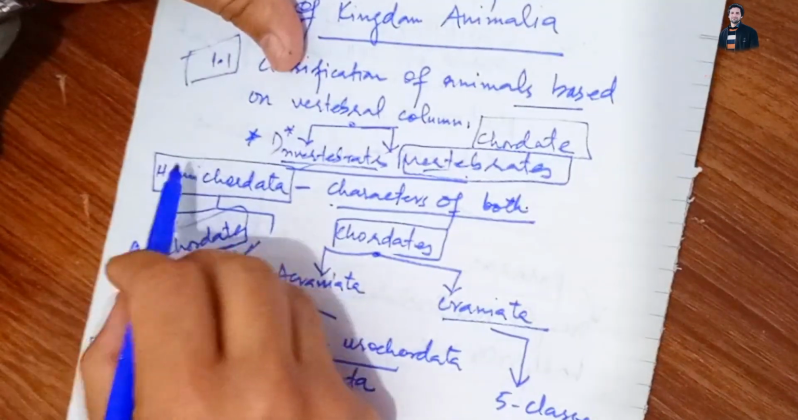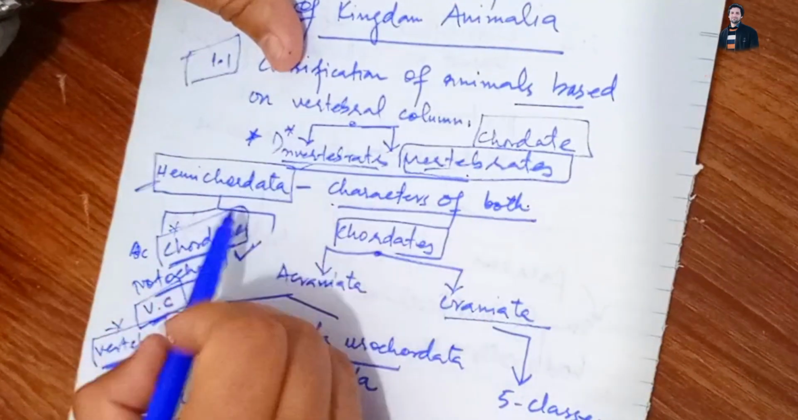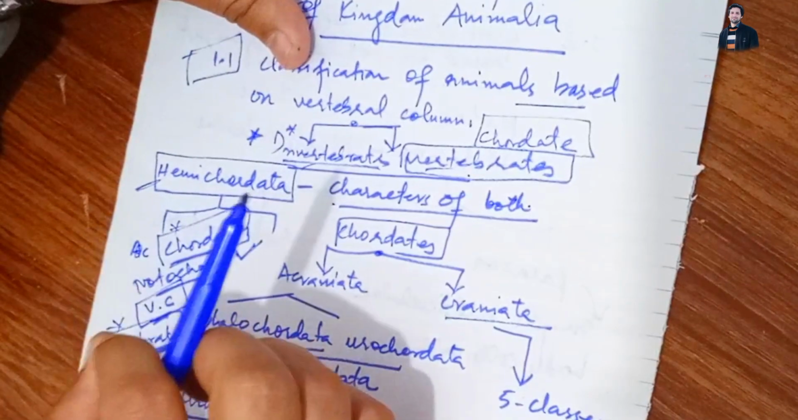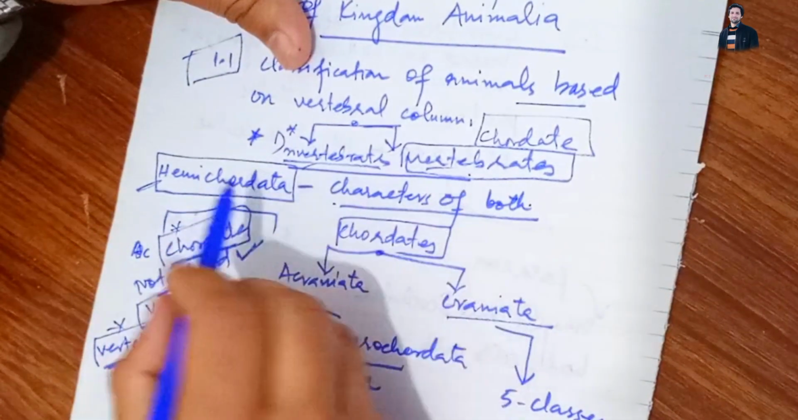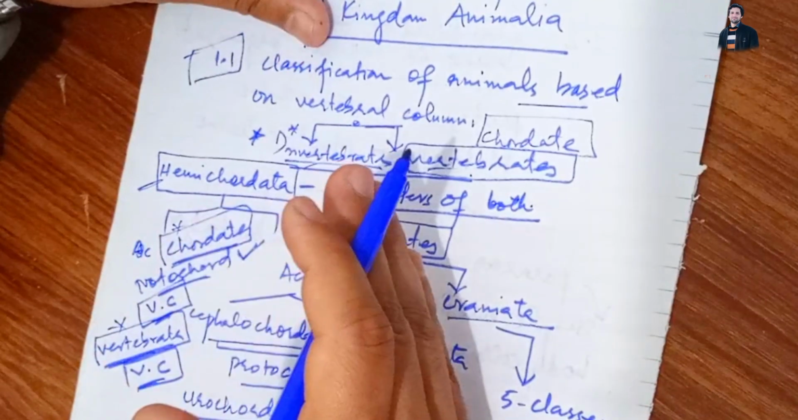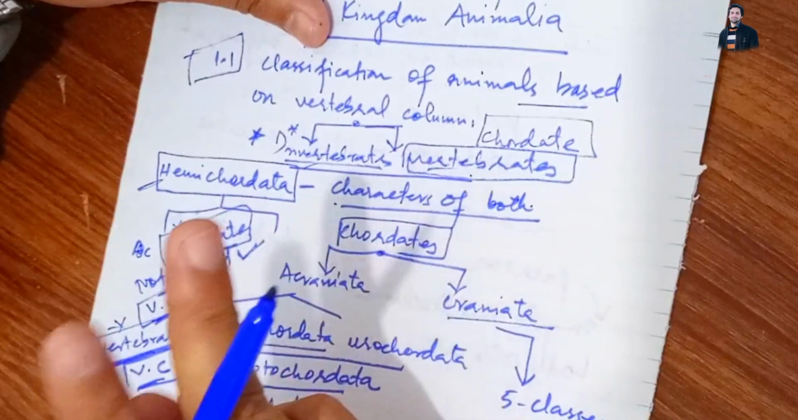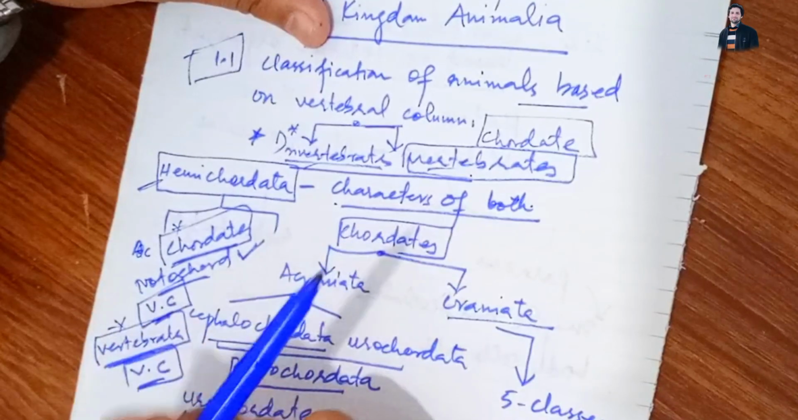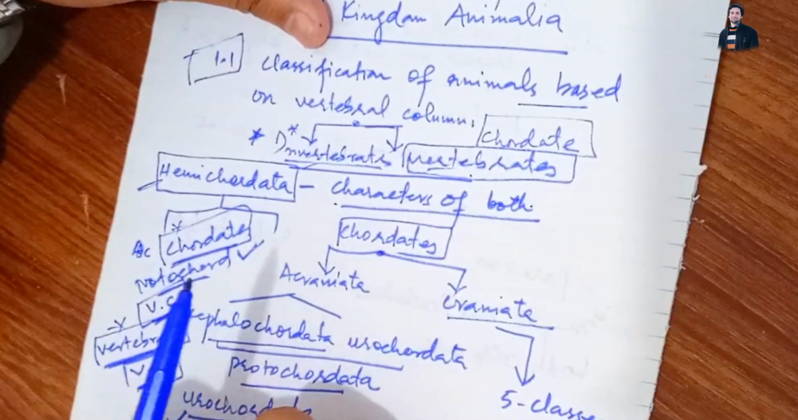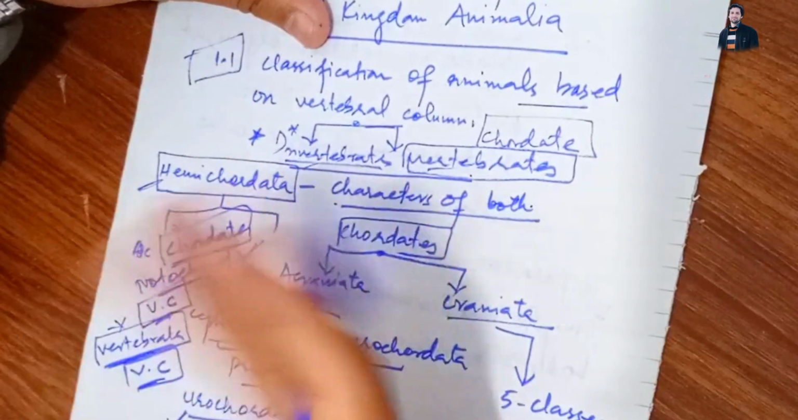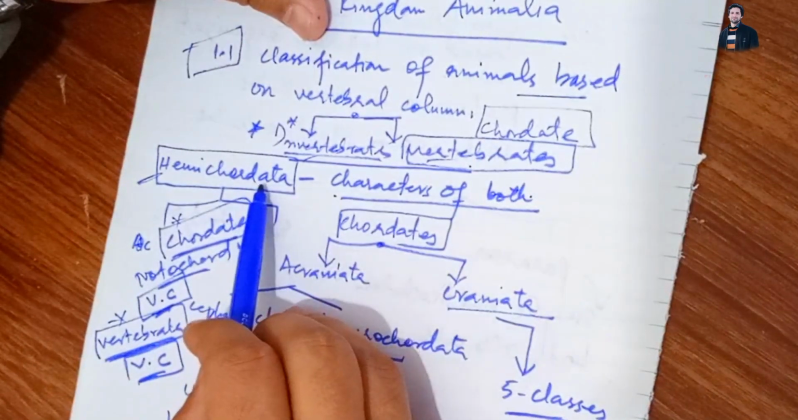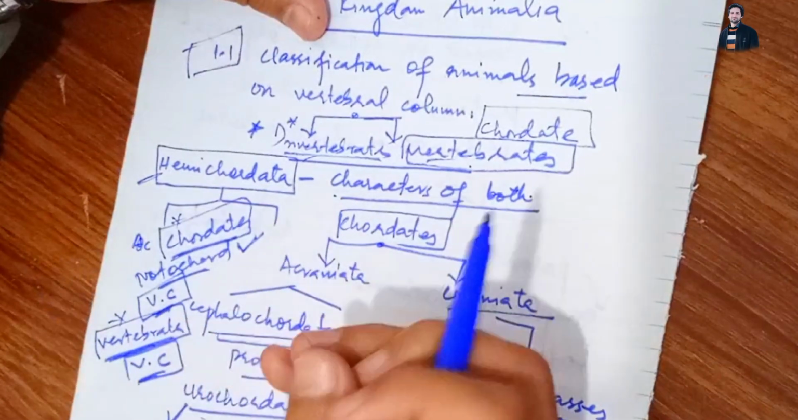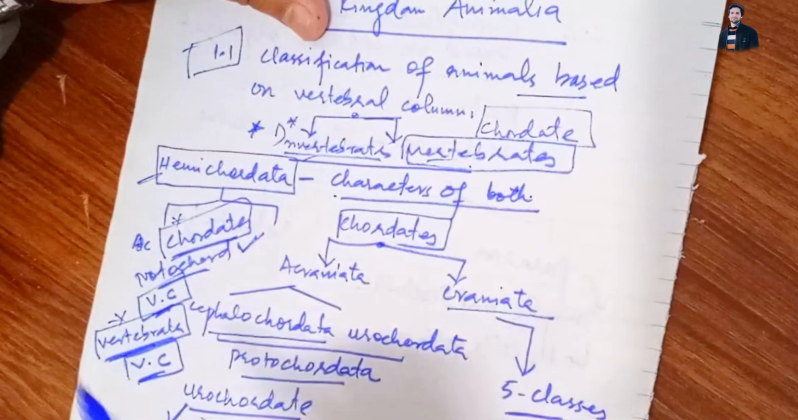Okay, we have hemichordates. Hemichordate is a connecting link between the invertebrates and vertebrates. A connecting link means something which possesses the unique features of both of the phyla, or whatever we are comparing. So in hemichordates, we have characters of both.